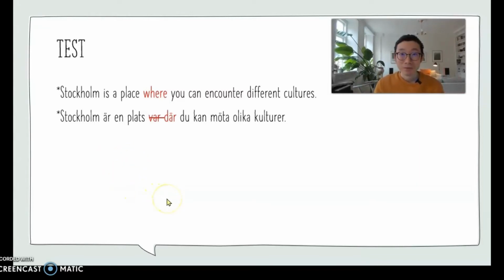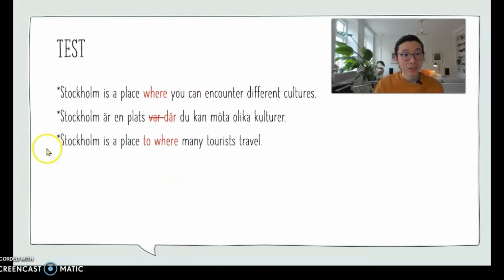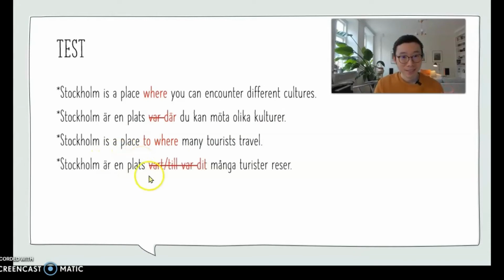Okej, nästa fråga, the next question. Hur ska vi översätta? How should we translate? Stockholm is a place to where many tourists travel. Stockholm är en plats dit många turister reser. Stockholm är en plats dit många turister reser.